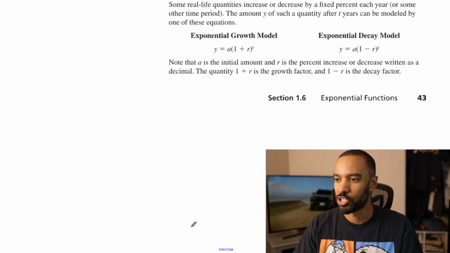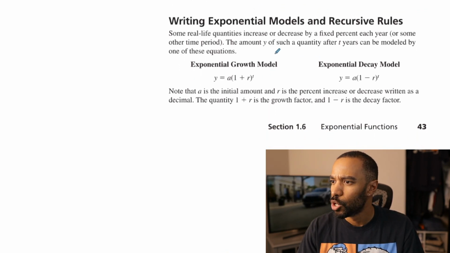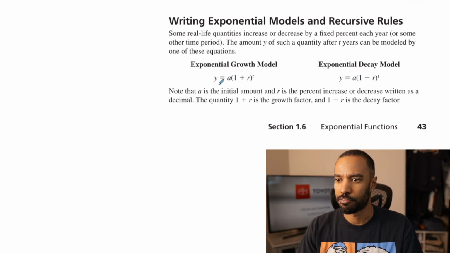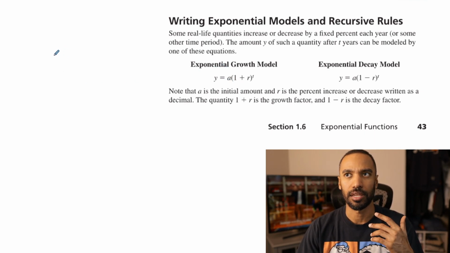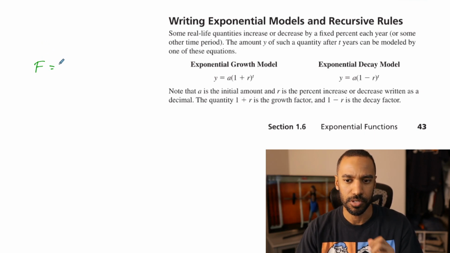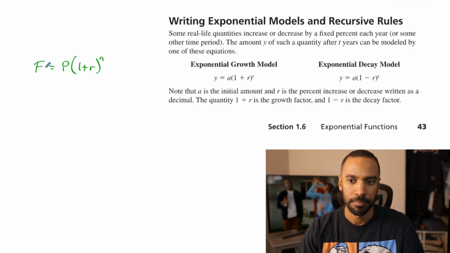Okay, writing exponential models and recursive rules. I was actually caught by surprise seeing that recursive rules are here. Well, these aren't recursive, these are exponential models. So an exponential growth and decay model can be provided from these here. Now, I wrote on the previous video in a version of interest rate increase, and I think we used the letter F. F equals P times 1 plus r to the n power.